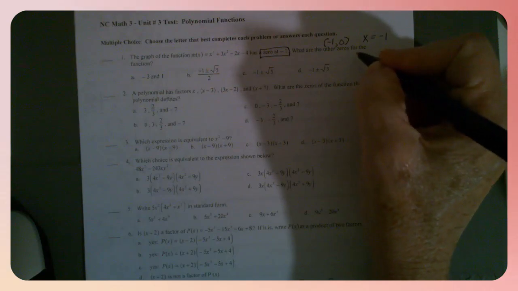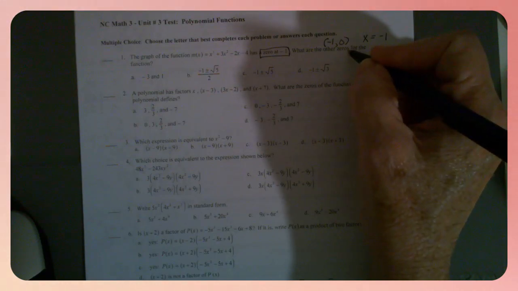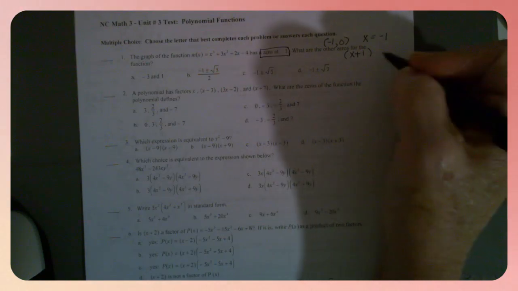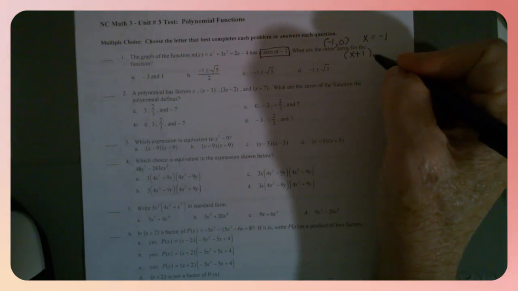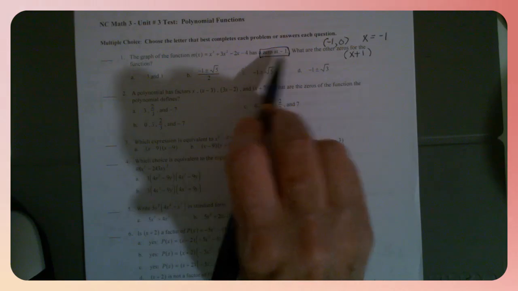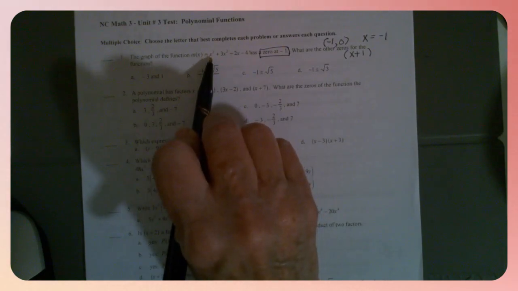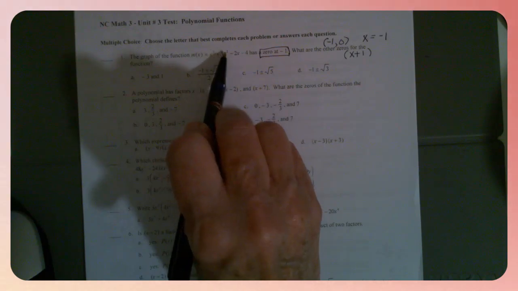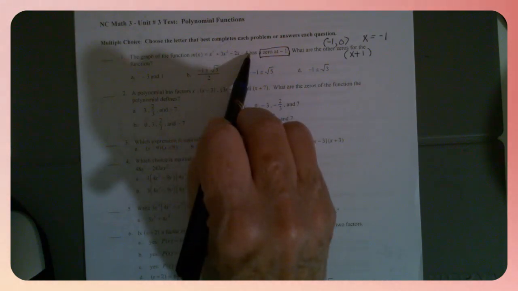So we could plot that point -1, 0. We could also call it a root, and we could put it in factored form as x minus -1, which would make that x plus 1 if we're putting it in factored form. All right, now we have the 0 here. What are the other zeros for the function? Because this is in standard form, our variable is x. We're counting down 3, 2, 1, and x to the 0 gives us that constant.